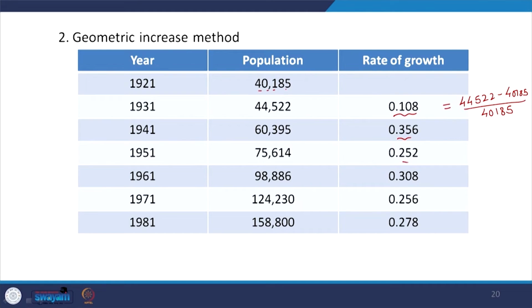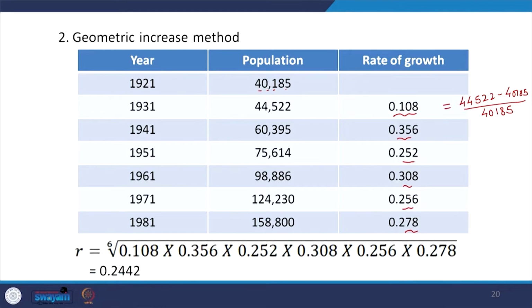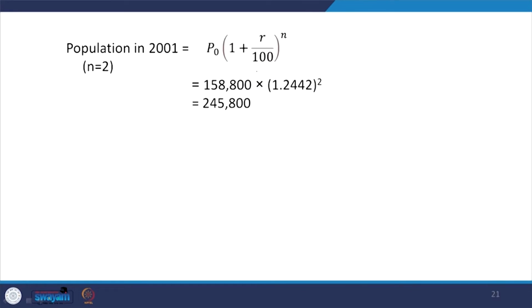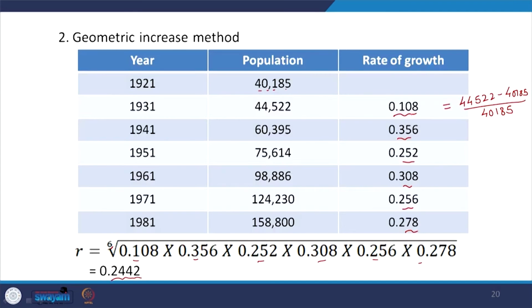Similarly, we have the rate of growth for that particular decade, right, for each decade, and then you will calculate R, the geometric mean, right? So geometric mean 1, 2, 3, 4, 5, 6. Yes. So what do we get? The geometric mean is 0.244. So in the previous calculation, we already looked at R by 100. Yes. If it was percentage growth, then we would have had to divide by 100 here, but we already calculated R by 100 earlier. Yes, that's what we have.